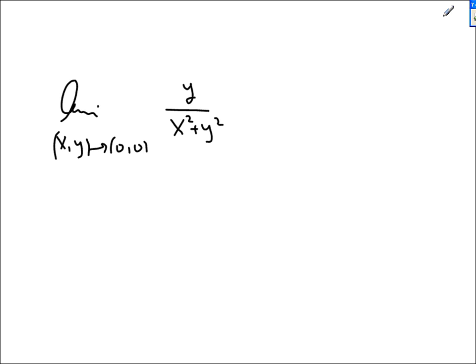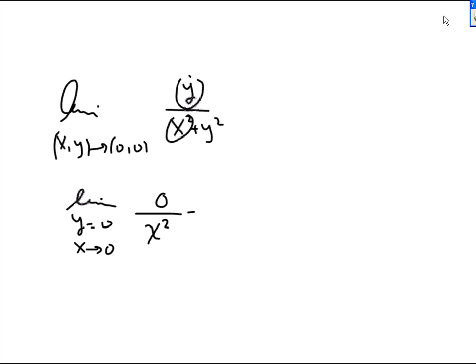So there's a way to get around having to do some path problems. For example, if we go back to an earlier one, suppose you have the limit as (x, y) approaches (0, 0) of y divided by x squared plus y squared. Well, if you let y equal 0 and x approach 0, then you get 0 over x squared plus 0 squared, which is x squared. And since x is never 0, you get 0 over not 0, which is 0.